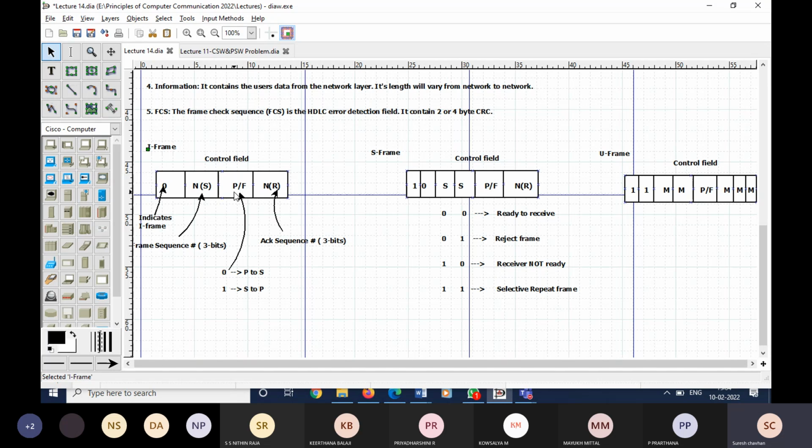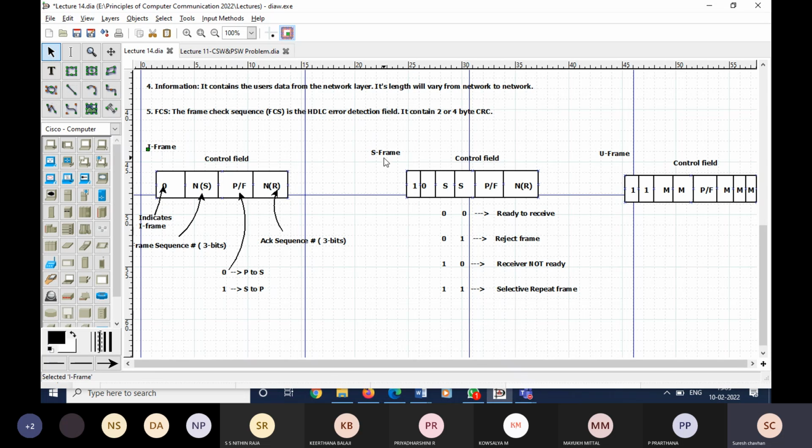So this also has, this is the only one bit. So 0 or 1. If it is 0, that indicates that the data is sending from the primary station to the secondary station. And if it is a 1, then it indicates that the secondary station data is sending to the primary station. So this is the correct, perfect.